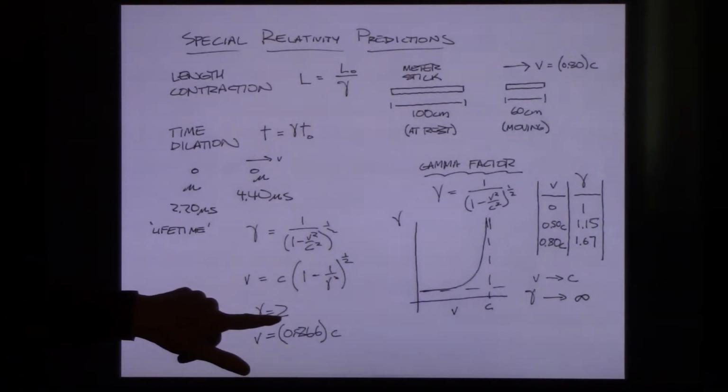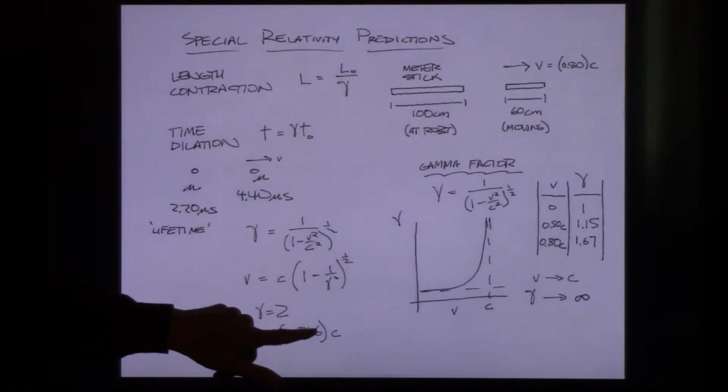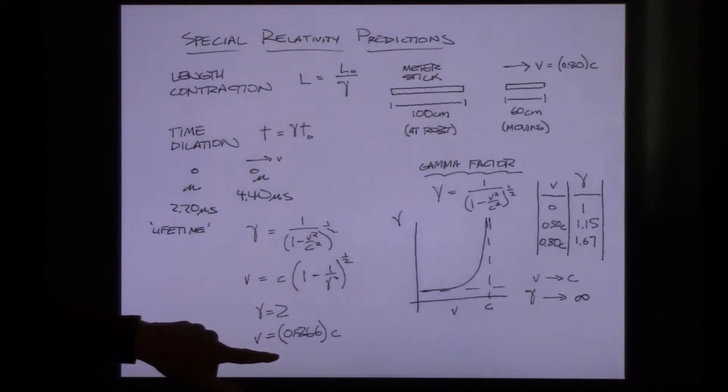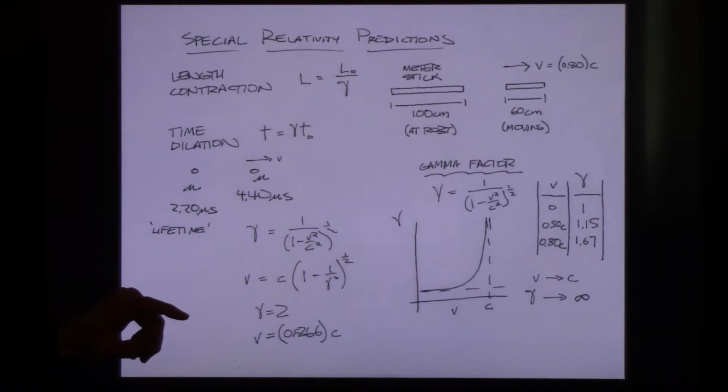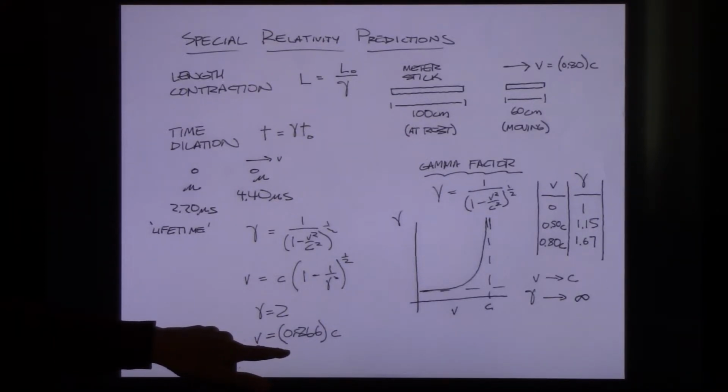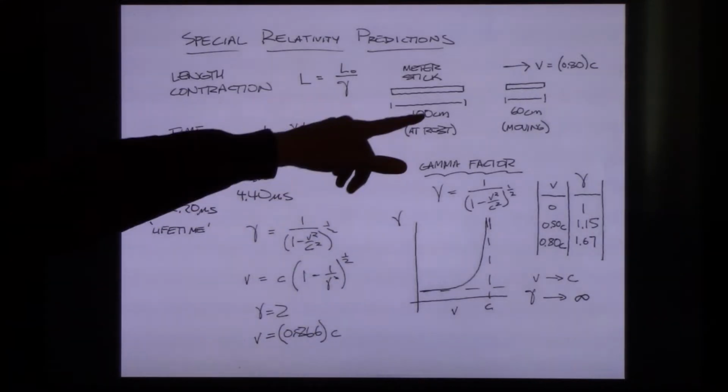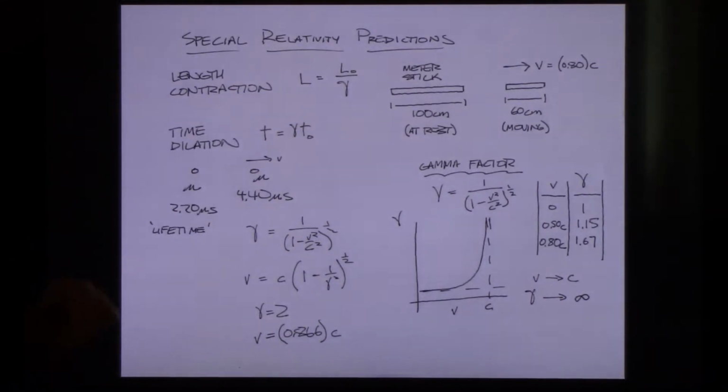So for example, what would I want the velocity to be if I wanted a gamma of 2? By using this formula, I can see that the velocity I would need to travel at to have the meter stick reduced down by a factor of 2 would be 0.866 c. So I'd have to go just a little faster if I wanted to bring it down to 50 centimeters.